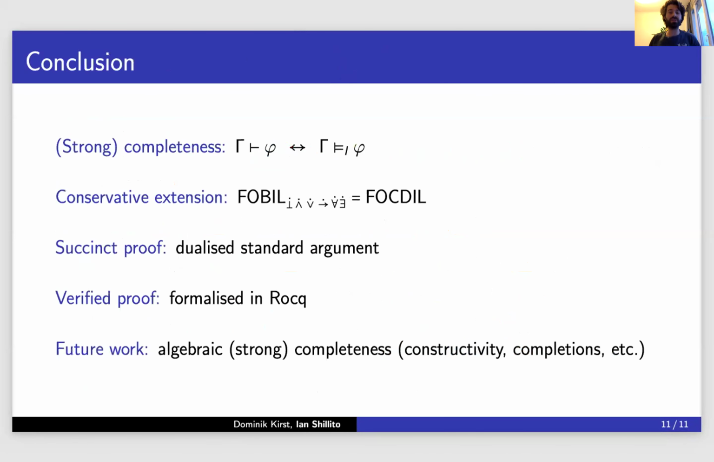So what we've done essentially is we've completed all of the ingredients of the canonical model construction, the Lindenbaum lemma together with the truth lemma, making sure that all the cases went through. So we get strong completeness, showing that first-order BiInt is indeed a conservative extension of first-order constant domain Int. And as you could see, it's a rather succinct proof because it's just a dualized tensor argument. And we also verified that proof to make sure that there was no mistake. So we formalized it in Coq.